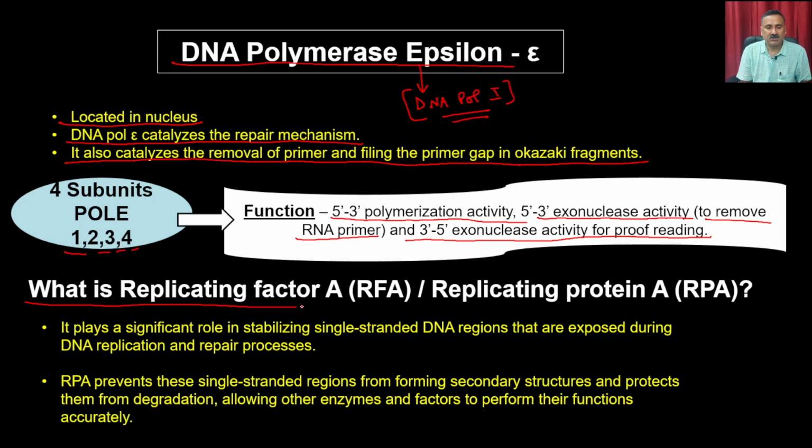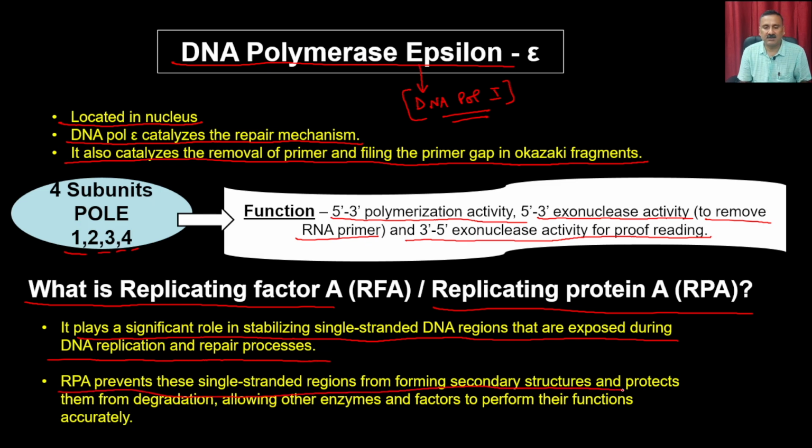Now, what is the replication factor RFA, or replication protein RPA? It plays a significant role in stabilizing the single stranded DNA regions that are exposed during DNA replication and repair. RPA prevents these single stranded regions from forming secondary structures and protects them from degradation, allowing the other enzymes and factors to perform their functions accurately. So, RPA does the same job as SSB in the prokaryotic system.